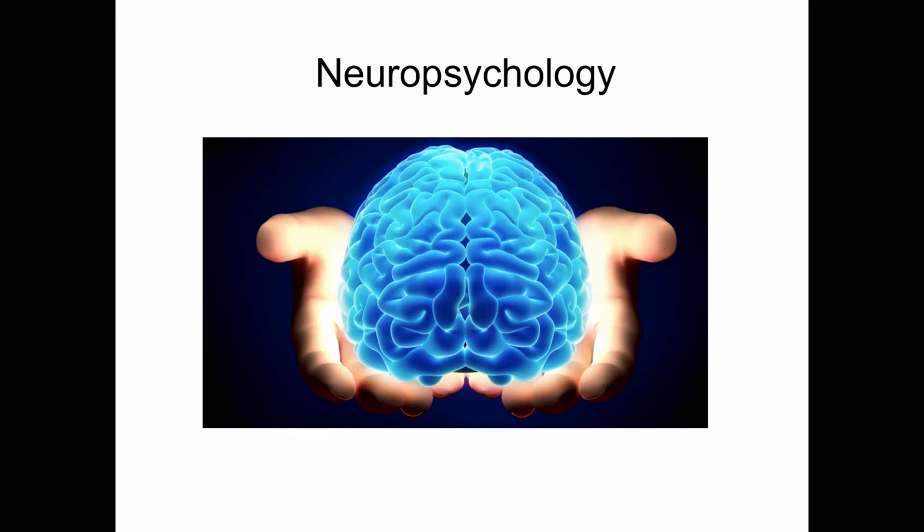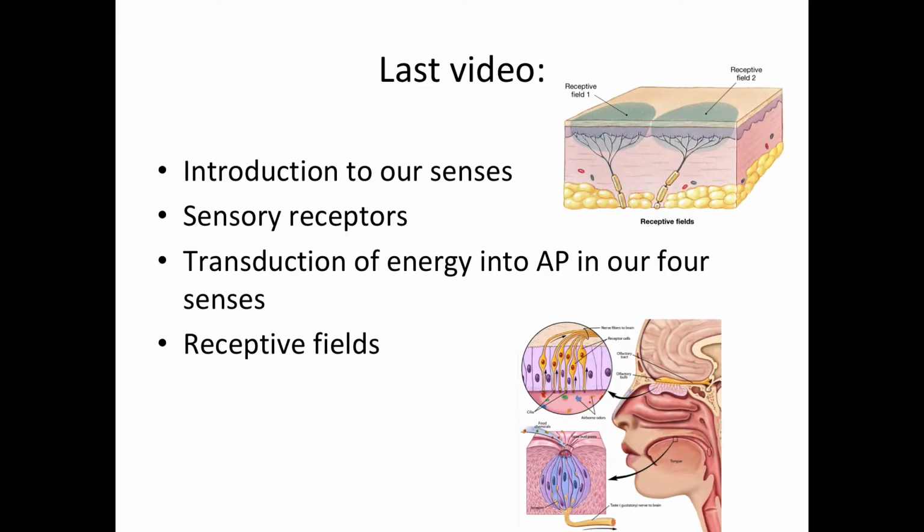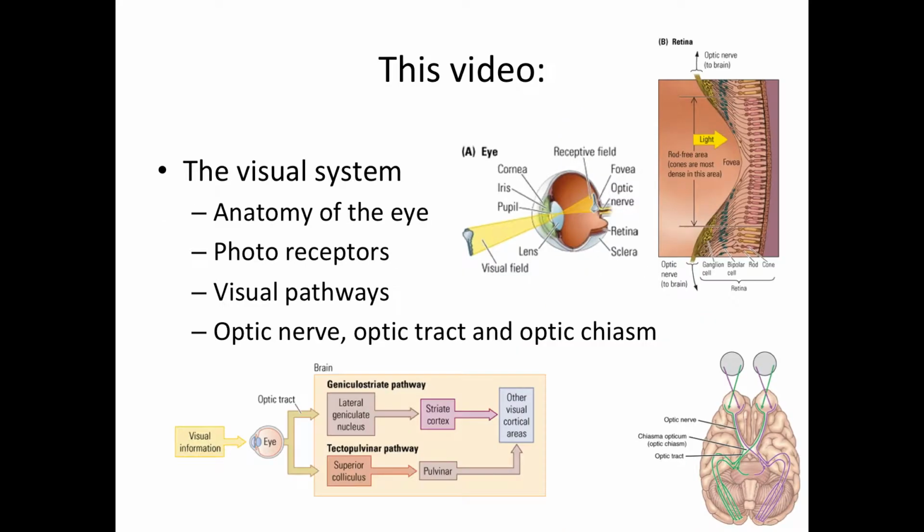So we talked a little bit in the last video about the introduction to our sensory systems. We covered sensory receptors and their receptive fields, and we also talked about how these sensory receptors transduce energy into action potentials. So in this video, we are going to dive deeper into the visual system.